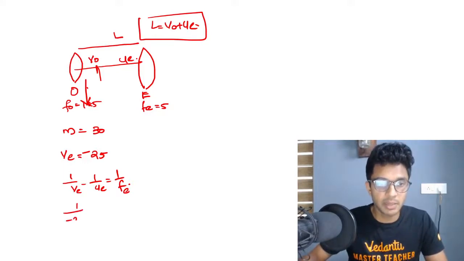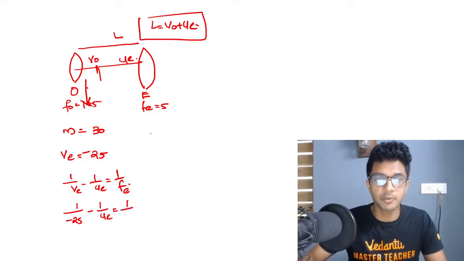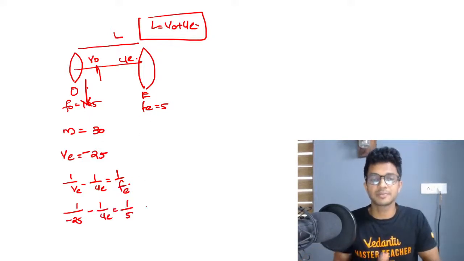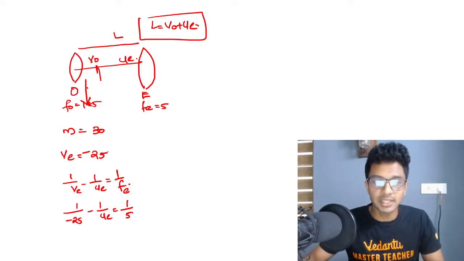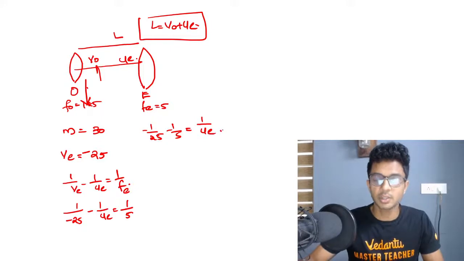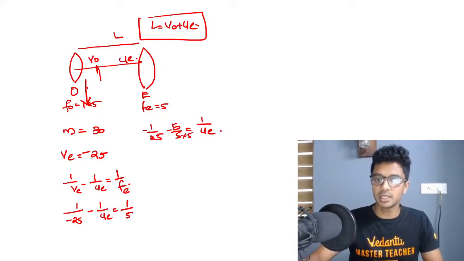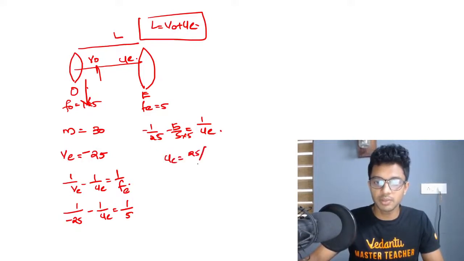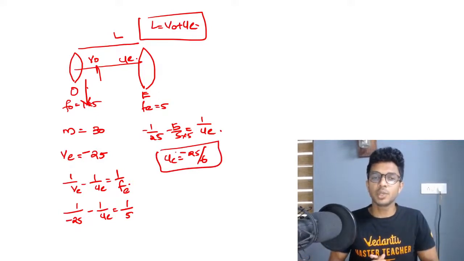This is 1 by minus 25 minus 1 by UE is equal to 1 by focal length of the eyepiece, it's 5. Rearranging and doing the mathematics, this is minus 1 by 25 minus 1 by 5 is equal to 1 by UE. So multiplying with 5 on the numerator and denominator, this is minus 6 by 25, or UE is equal to 25 divided by 6. So we got the value for UE.